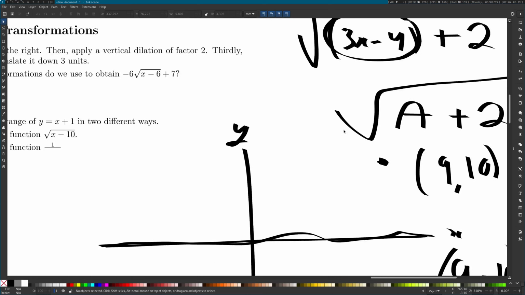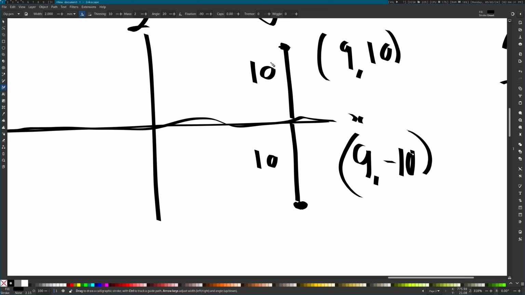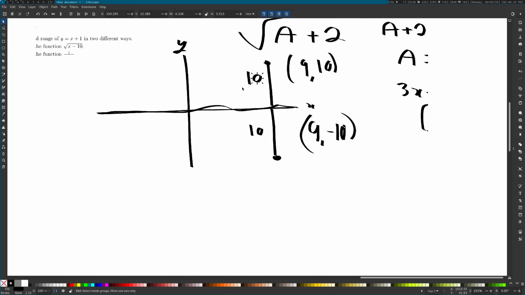So now for this one. Guys, what was the question? It was reflect (9, 10) across the x-axis. Okay, so notice here that (9, 10) is the same distance to here as from here. These are both distances of 10, right? We're gonna need that for the next problem.